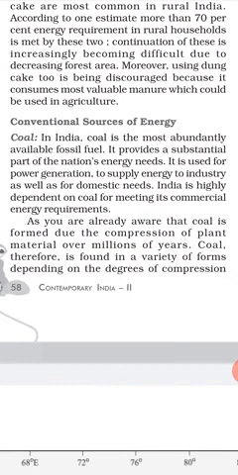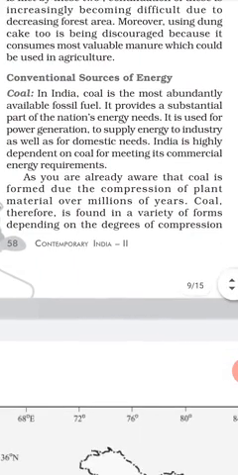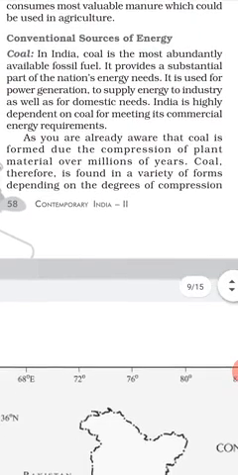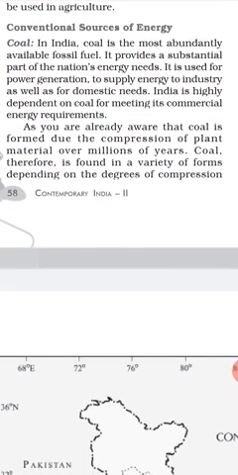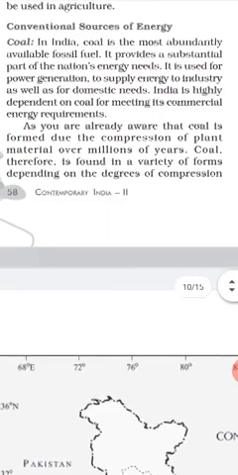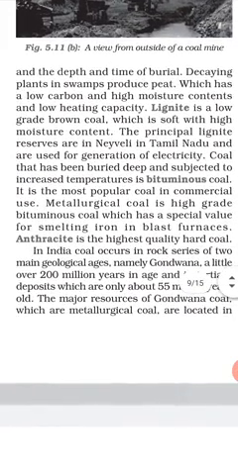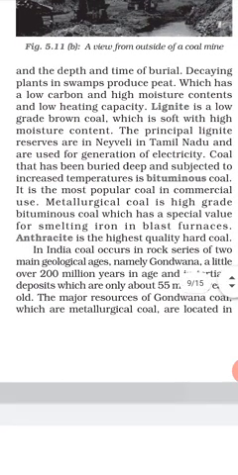Okay, earlier you learned that coal is formed due to the compression of plant material, decay of trees, and skeletons of dead animals and other things, and it takes millions of years to form. That is why coal is found in a variety of forms depending on the degree of compression, and the depth and time of burial, and decaying plants in swamps.